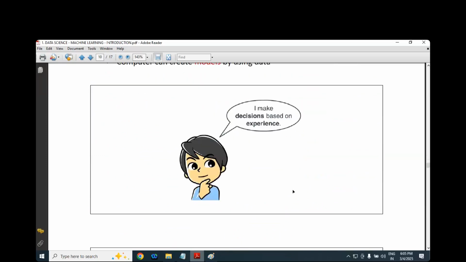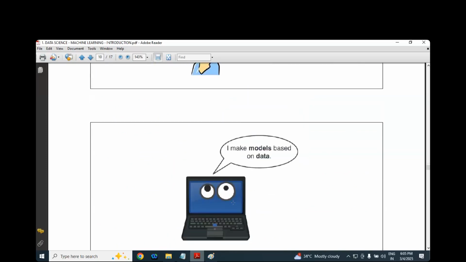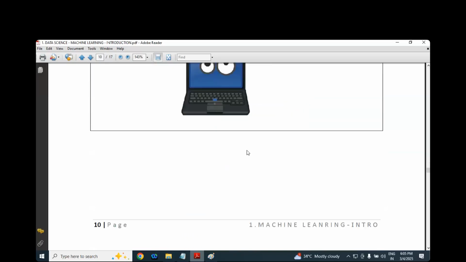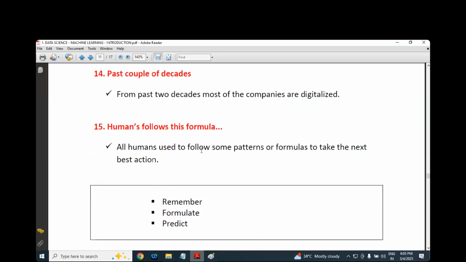Imagine there is a boy. So I make a decision based on what exactly? Experience. But whenever you are talking about the computer, think of an ML algorithm: I make a model based on data. I will tell you, hold on. Hold this theory.